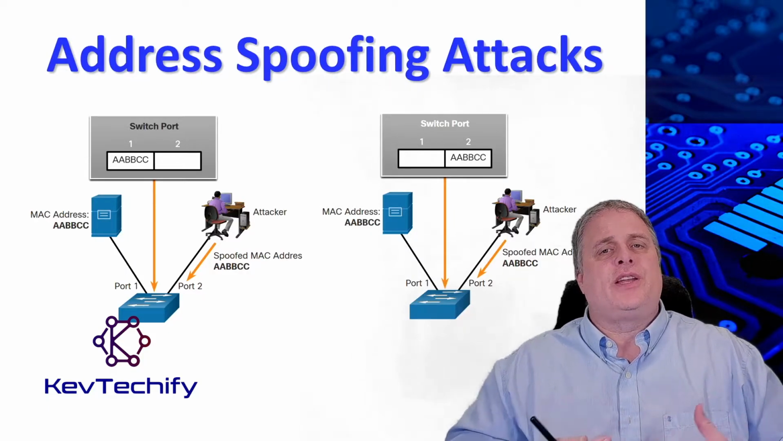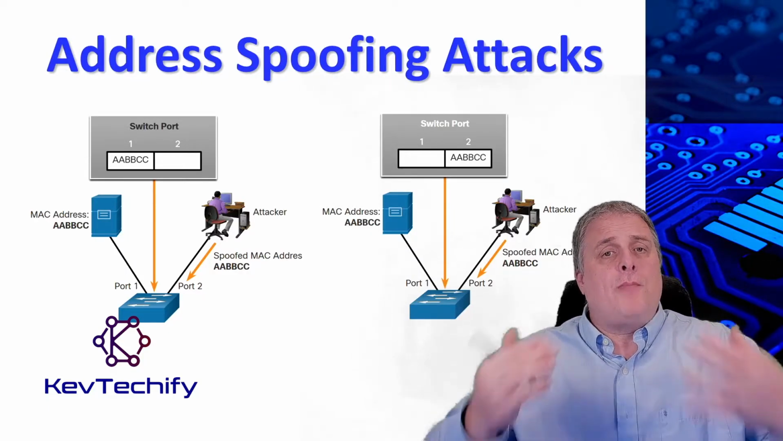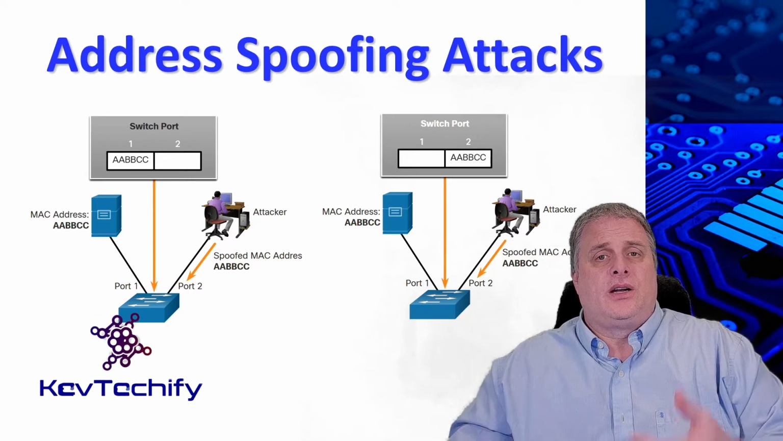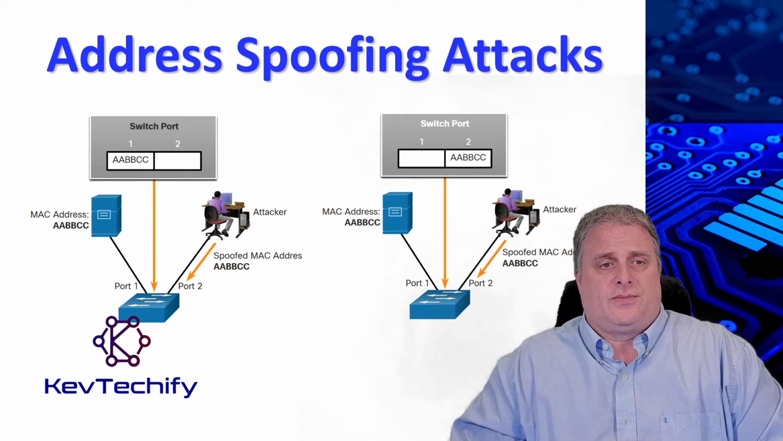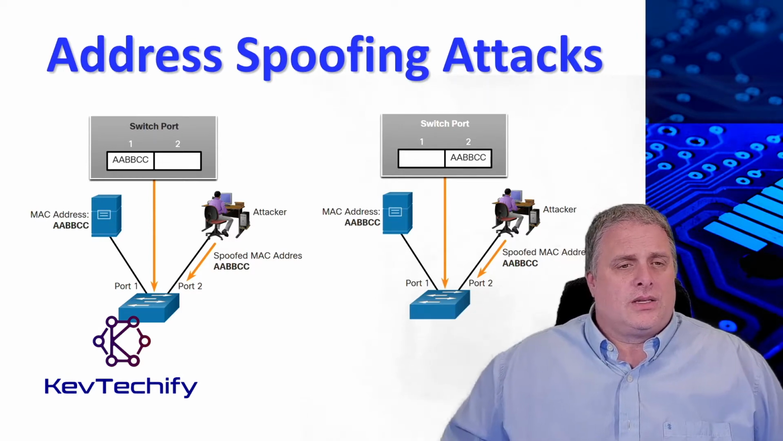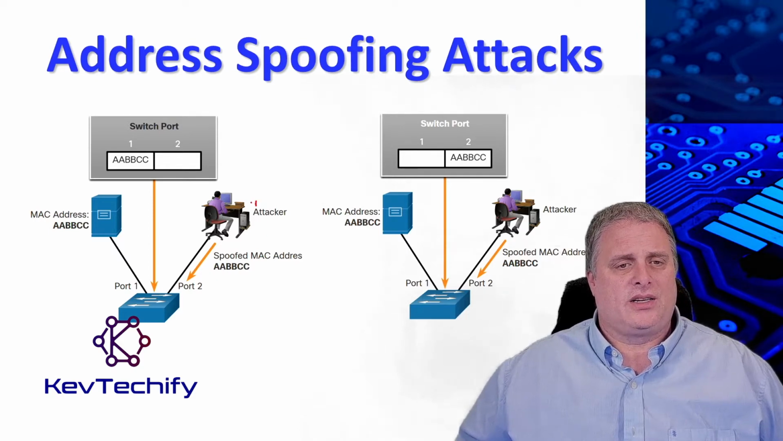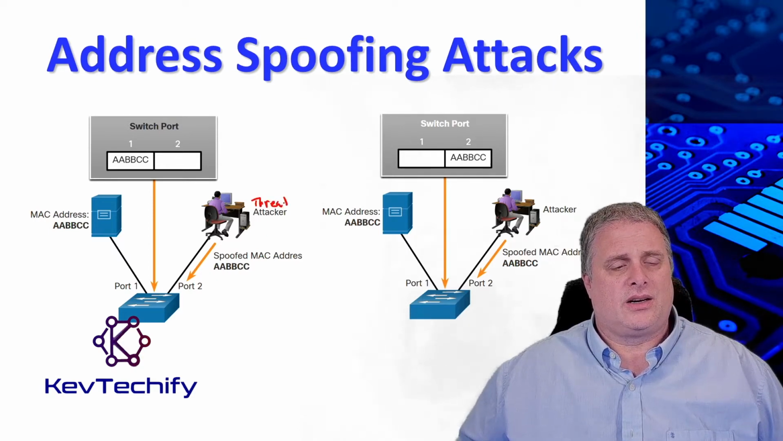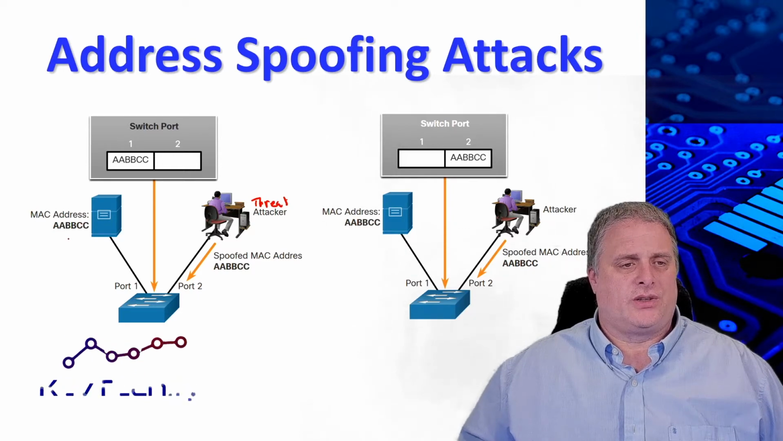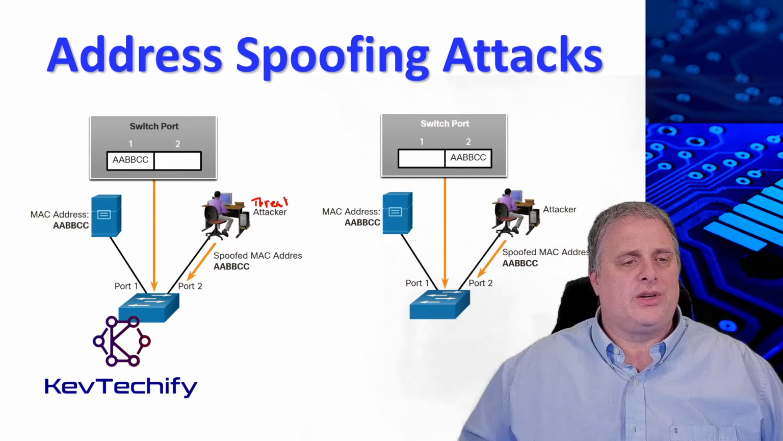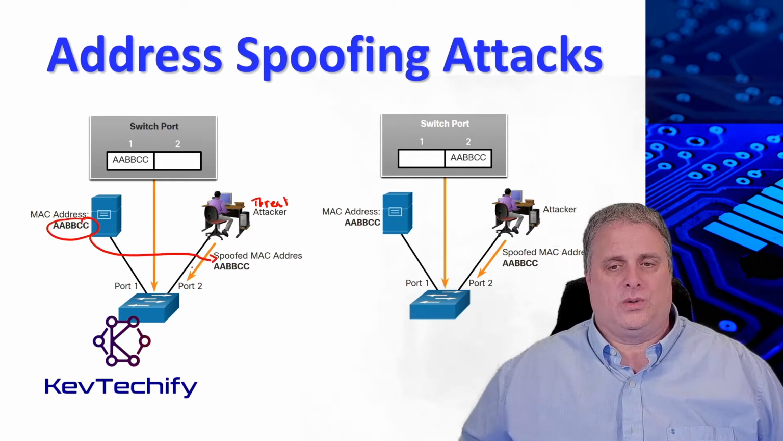MAC address spoofing attacks occur when attackers alter the MAC address of their host to match another known MAC address of the target host. Here we can see that we have our threat actor. This is a known MAC address, so this is a valid device on your network. What that threat actor is going to do is get this MAC address and set it up as their own.